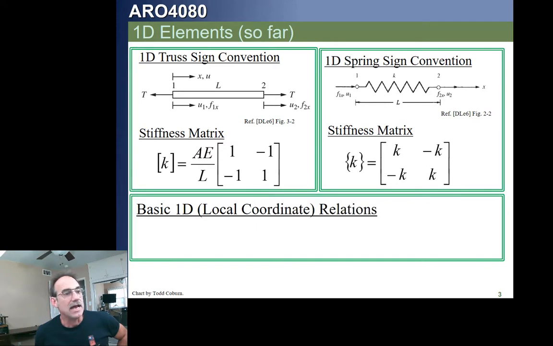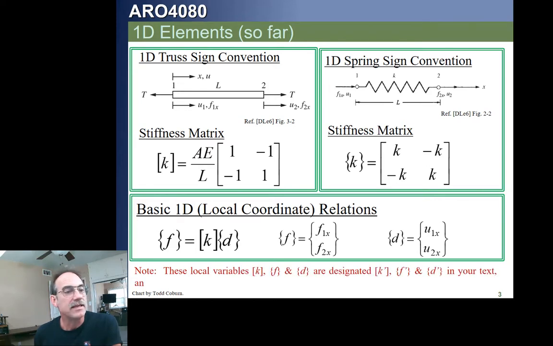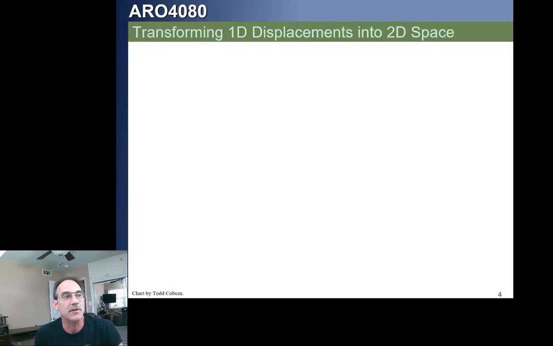With that said, we have our local coordinate relations relating our forces to our displacements through the local stiffness matrix. And this is the detailed nomenclature of our truss elements. We have a force that's only oriented axially along the element at node 1 and node 2, and displacements that are also axial along the element. The book calls them K prime, F prime, and D prime. We can call them K local E for element, force local element, and displacement local element. That will more precisely denote what they do.